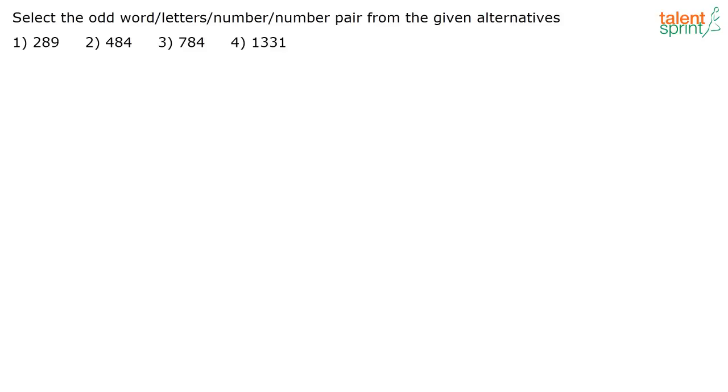The next question is there on your screen. Select the odd words or letters or number pair from the given alternatives. This is a very easy question. 289, 484, 784, 1331. See, similar types of questions had appeared in the previous papers as well. If you had attended our previous sessions on general intelligence, you would have seen very similar logic was asked in the other papers as well.